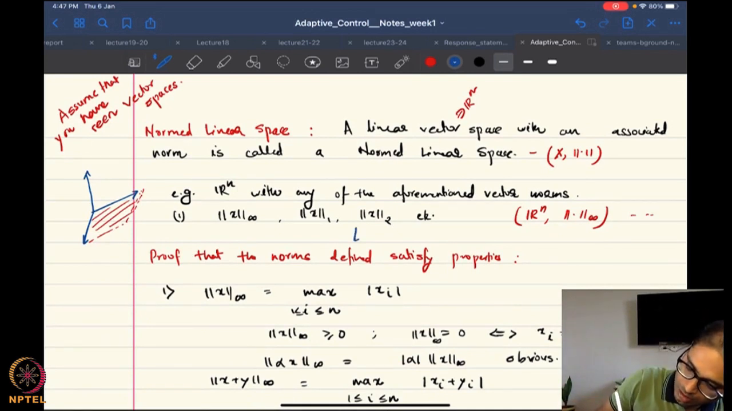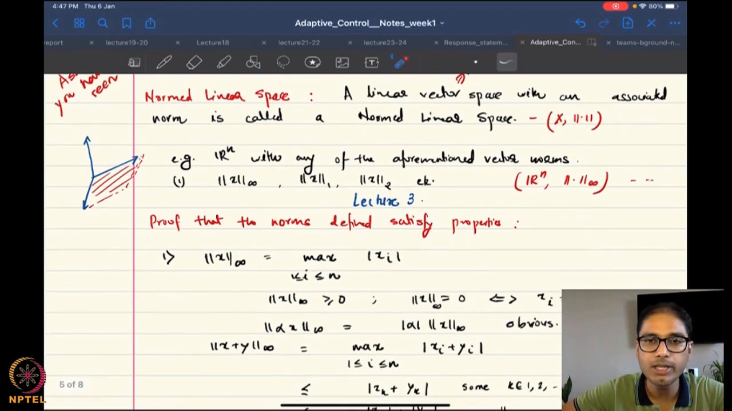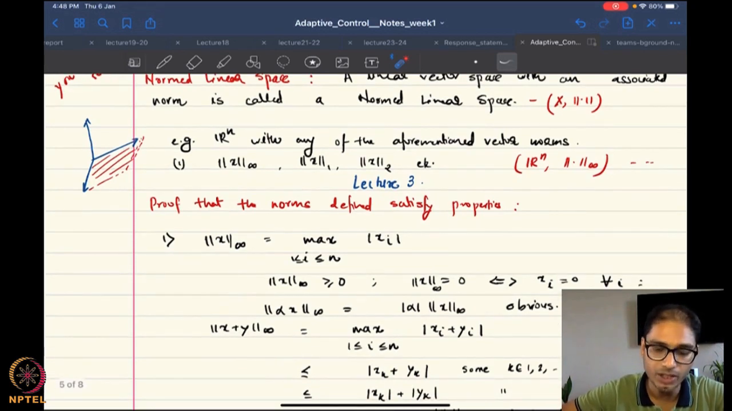So we are on lecture number 3, and what we want to do is look at a little bit more detail into the norms that we have constructed until now. It is very important that we get a better feel for the norms that we have designed. One of the key things in this direction is to actually prove that the norms we have defined are indeed valid norms as per the definition.